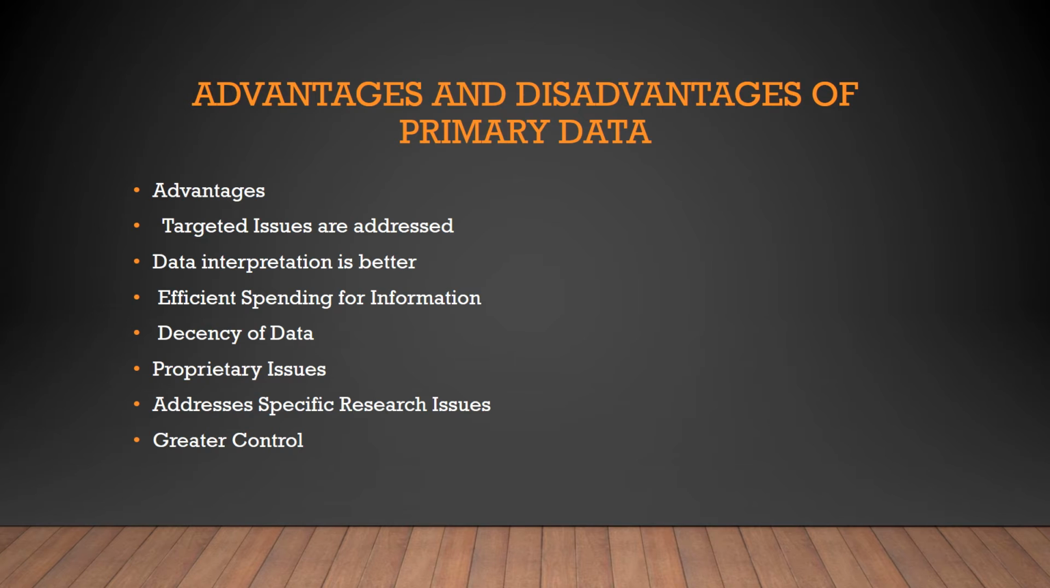Coming to the advantages and disadvantages of the primary data. So the advantage is that targeted issues are addressed, since the data is collected by the person going in the field and this is first-hand data. So there is a purpose in mind for which the data is being collected. That is, the targeted issues are addressed. Then the data interpretation is better, there is efficient spending for information, there are no issues of ownership, and it addresses specific research issues, and you have control over your own data.